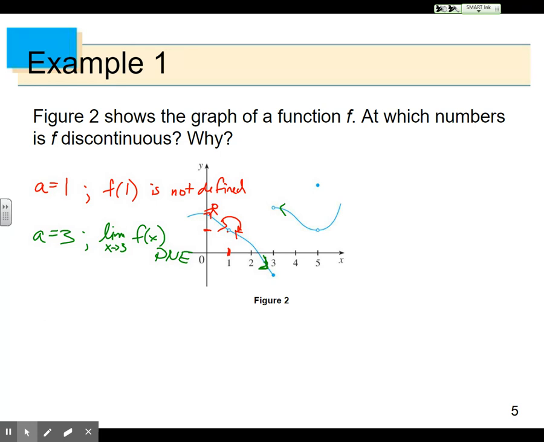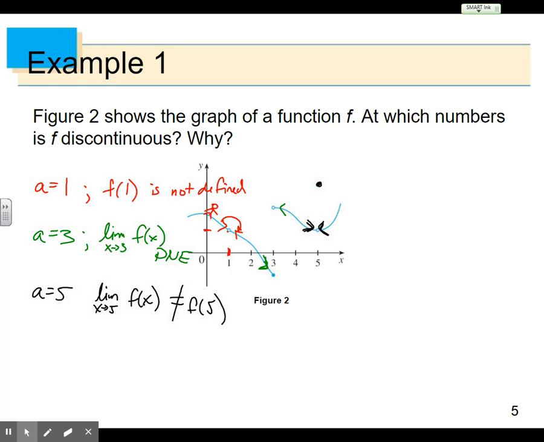All right, finally, it looks like something weird's happening at 5. My limit looks good. I'm coming in from the left-hand and the right-hand side the same. My f of 5 is defined right here, but as you can see, my f of 5 is way up here, and my limit is way down here, meaning that they are not equal. So the limit as x approaches 5 does exist, and my f of 5 exists, but they are simply not equal.